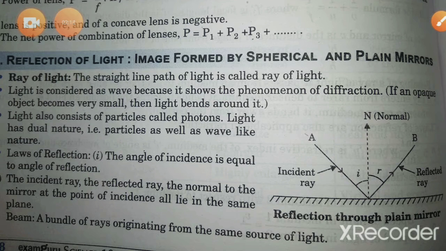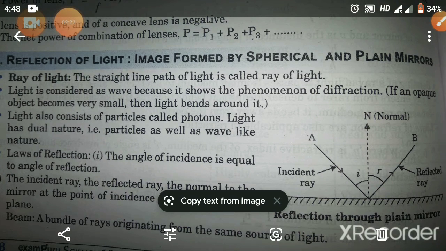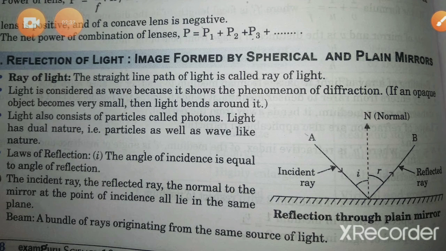Light also consists of particles called photons. The word photon is made from photo. Photo means light. So the light which travels from the sun to earth or any artificial source actually consists of particles of light, and these particles of light are known as photons. Light has dual nature. It has both particle as well as wave-like nature. It is seen from various phenomena that light shows dual nature, for example, diffraction and reflection.